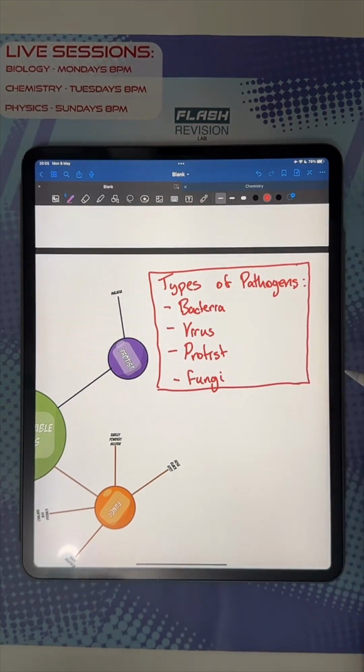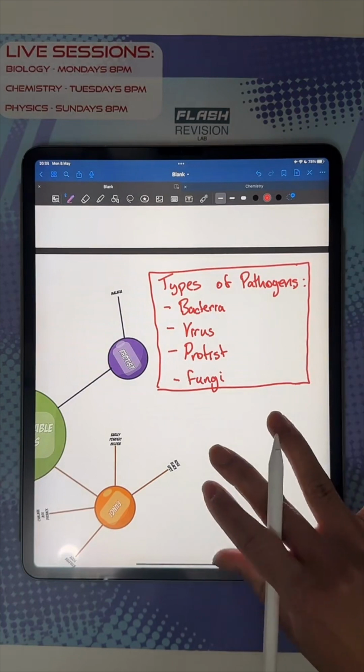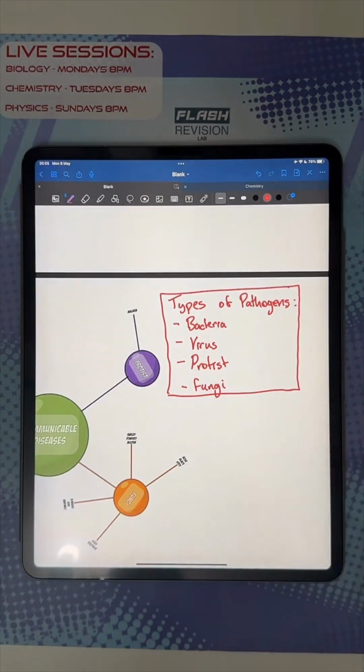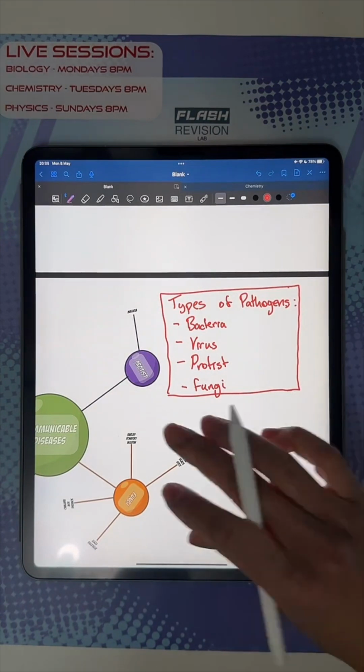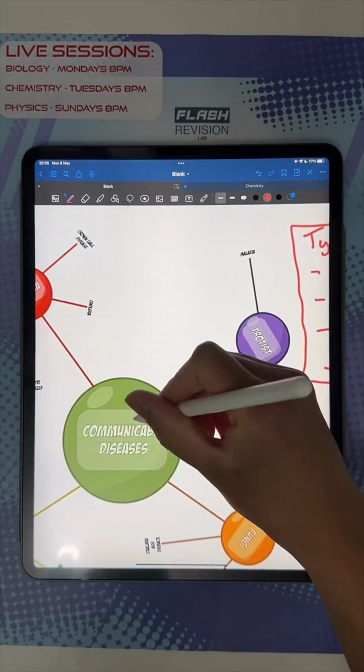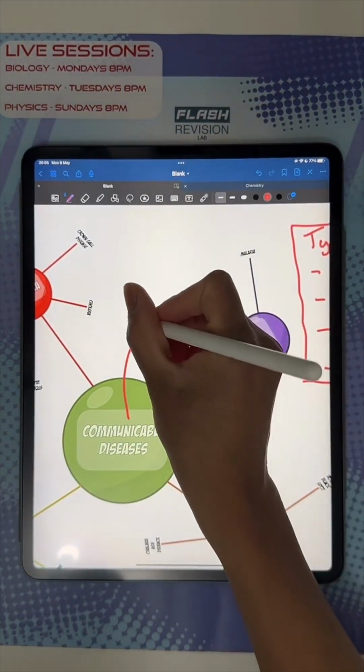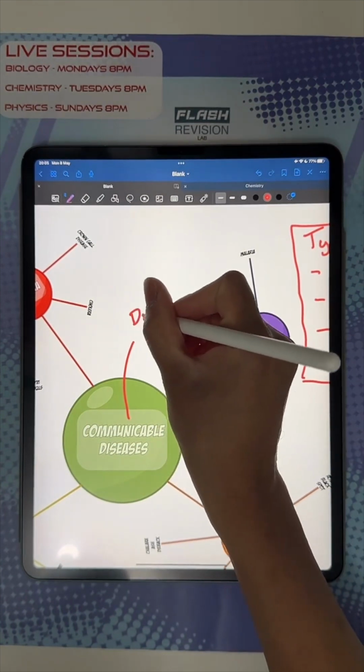And pathogens are microorganisms that cause disease, specifically communicable diseases. So communicable diseases just means they can be spread. So diseases that can spread.